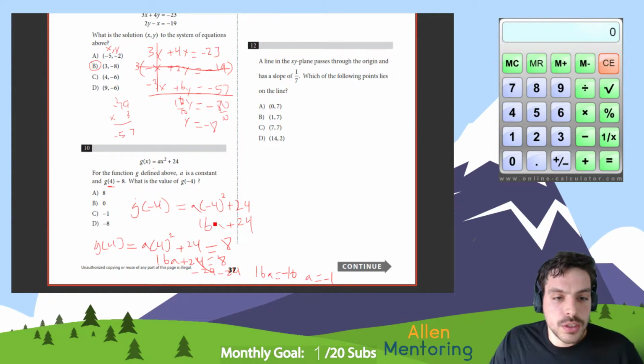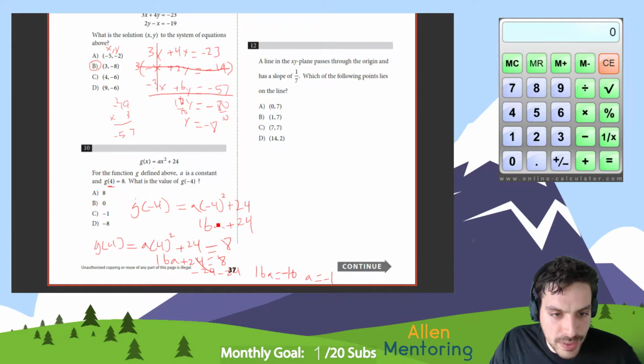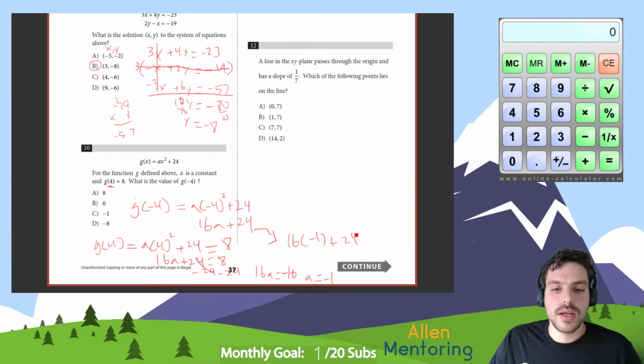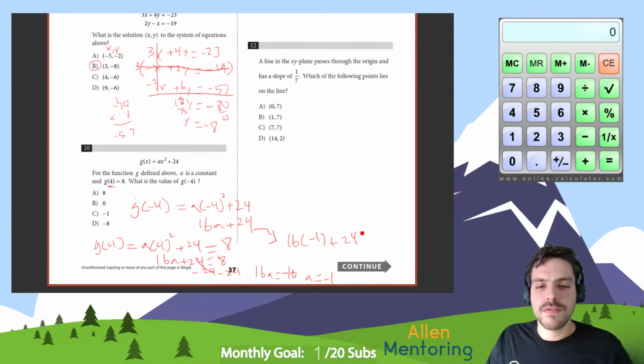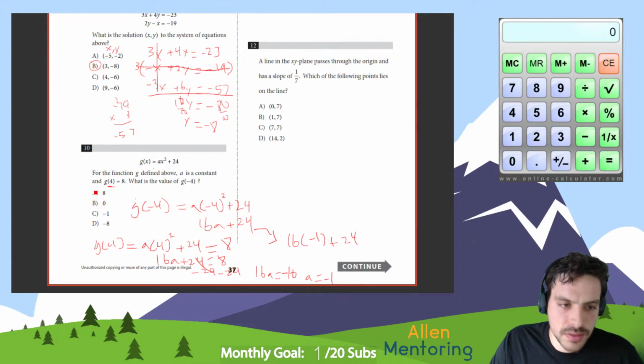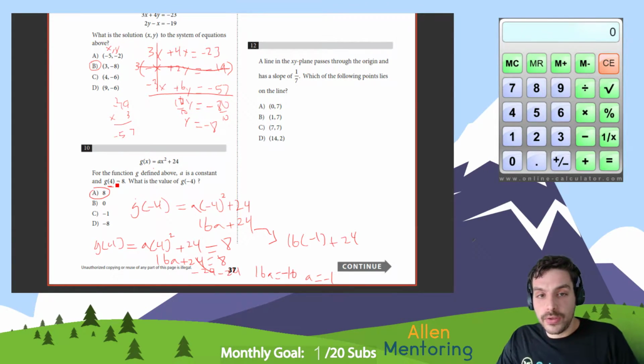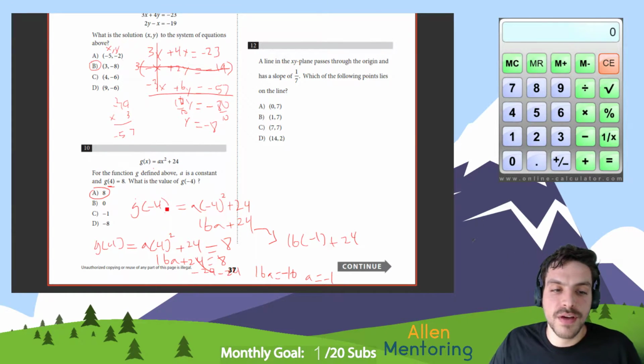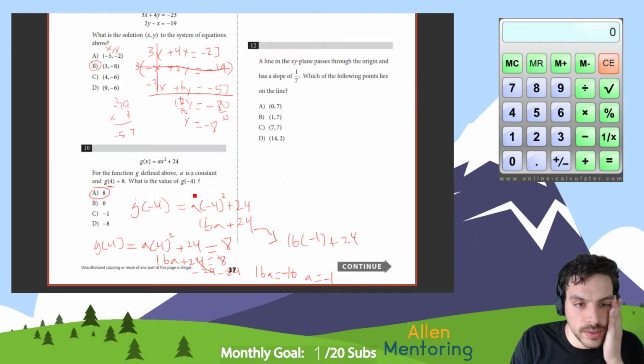Very nice. So all we have to do here is replace a with negative 1. And so if we replace this right here, we see that we have 16 times negative 1 plus 24. And so that's going to be negative 16 plus 24, which is positive 8. Woo! Long-winded, a little tricky, but remember with functions, you want to find out the constant first and then only do the final plug-in here with the negative 4.